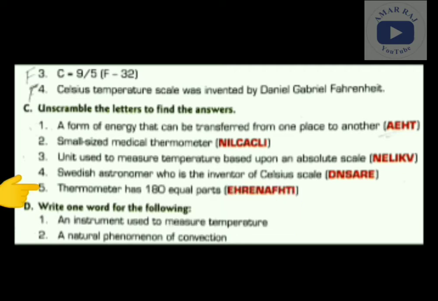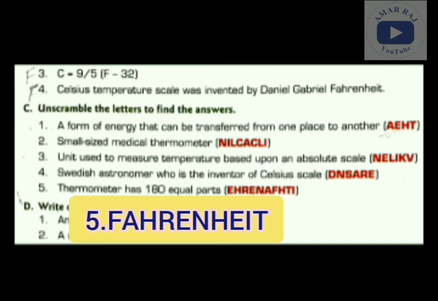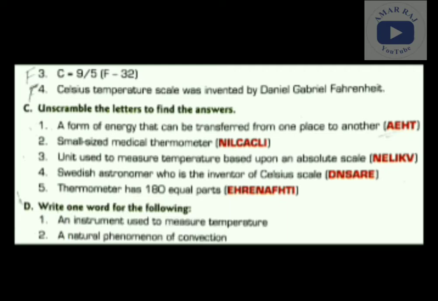Now see the 5: thermometer has 180 equal parts. Students, this question is faulty. There should be a temperature scale which has 180 equal parts between the fixed points, that is the lower fixed point and upper fixed point. According to the given letters, the answer is Fahrenheit. Fahrenheit is the temperature scale divided into 180 equal parts between its lower and upper fixed points, the two fixed temperature limits. So students, these were all 5 questions of section C.